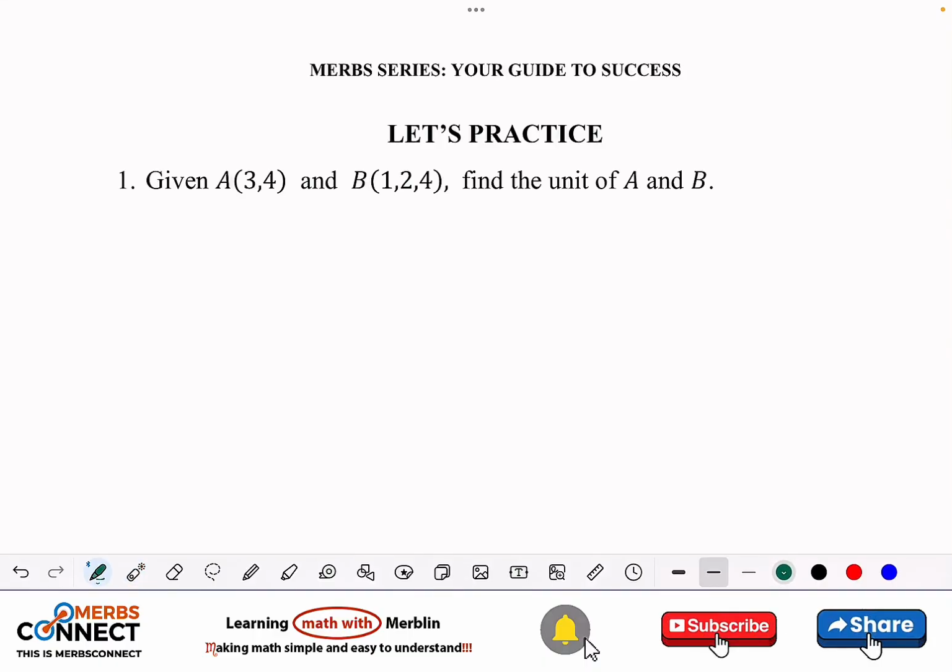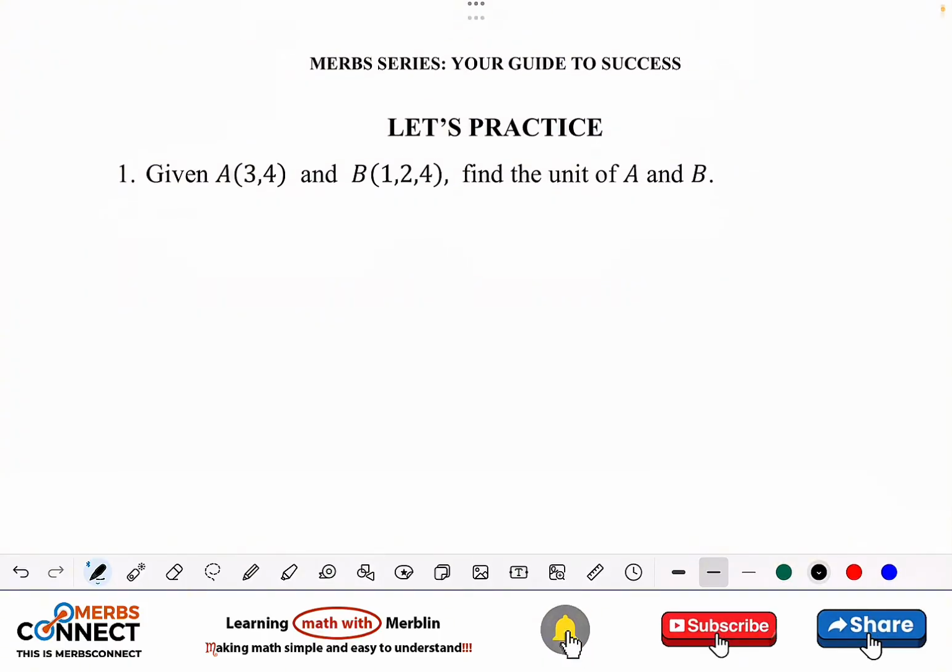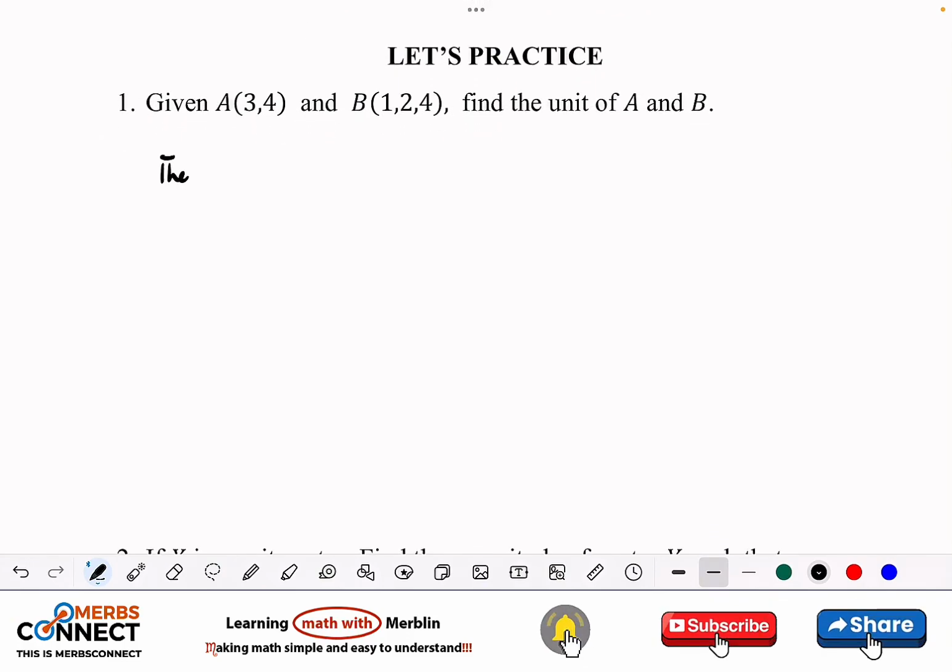So what did we learn? The first question that we need to ask ourselves is what's the formula for finding a unit vector, right? So we said the unit vector of, let's say, A, the unit vector of A is equal to A divided by the magnitude of vector A. So this is what we are going to get at the end of the day.